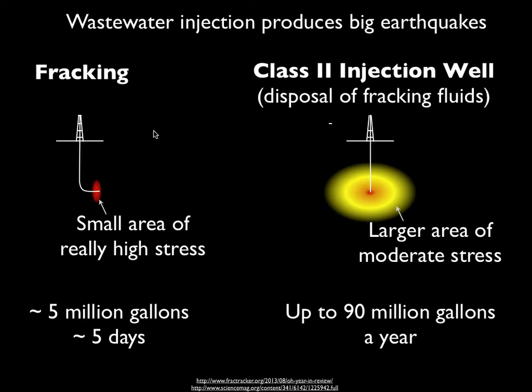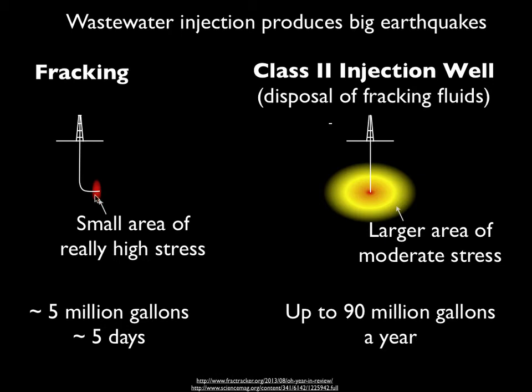So just a quick glance at why you get very small and few earthquakes in fracking itself, and much larger earthquakes in these wastewater injection wells has to do with a couple of different factors. First, the easy one to understand. You inject maybe 5 million gallons into a fracking job, and it's very quick that you do that in, but some of these injection wastewater wells can be taking 90 million gallons a year, a whole lot more water. They handle a large volume of water.